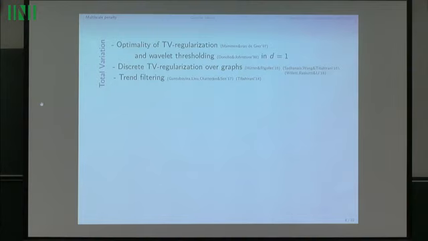Then, in the last years, there have been many works on working with the discrete counterpart of this total variation problem. So you want to estimate a vector on a graph, also requiring that it doesn't vary a lot. And we saw the talk, for instance, by Rebecca on Wednesday, and many other works in that direction.